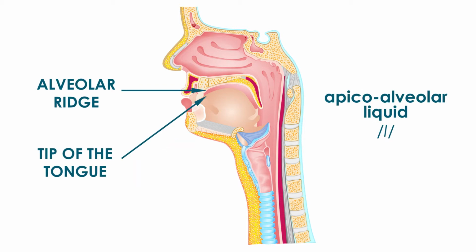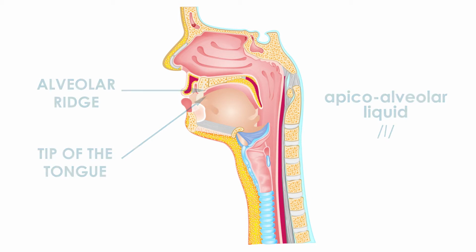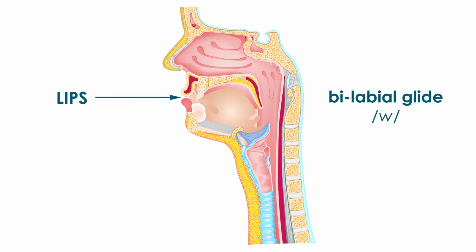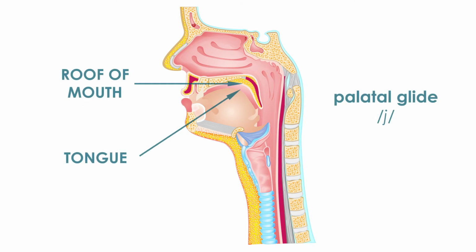Liquids are voiced phonemes, produced when the tongue is placed firmly in a position in the mouth, apico-alveolar or alveopalatal, splitting the airflow. Phonemes are called glides when the articulators, bilabial or palatal, move as the sound is produced. 2 of them are voiced. The third is unvoiced.